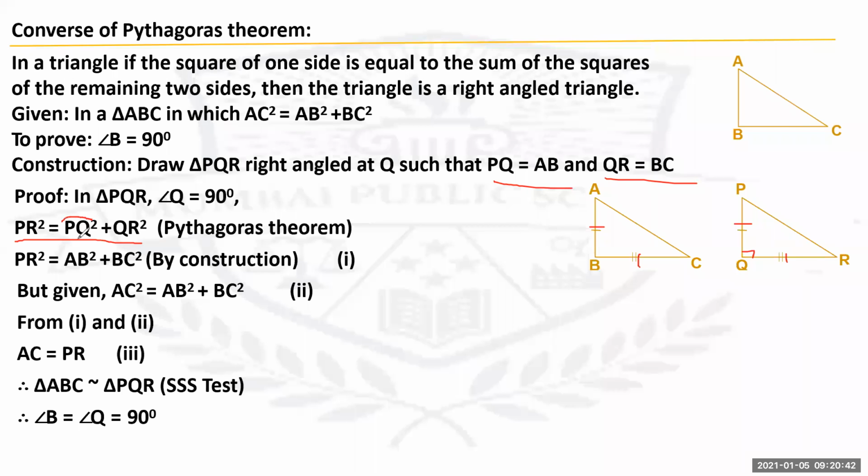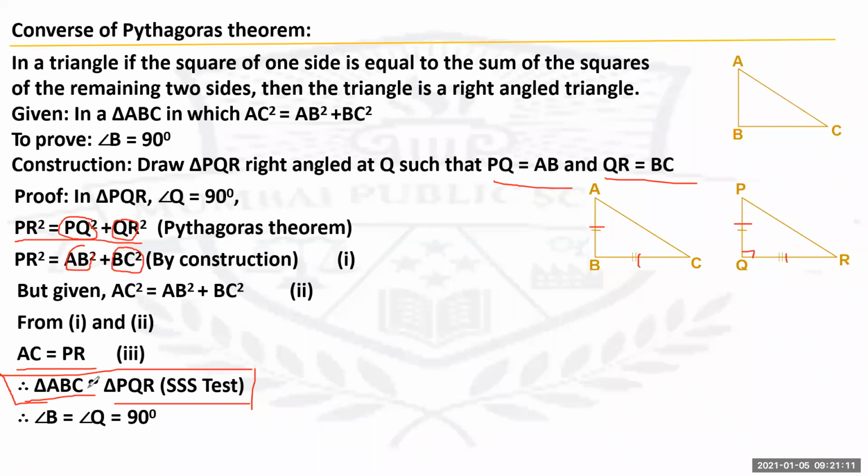So we'll replace PQ with AB, we'll replace QR with BC. Understand this? So you'll get AC square equals to AB square plus BC square. So from 1 and 2 when you compare, you get AC equals to PR. Therefore, we have proved that triangle ABC is similar to triangle PQR by SSS test.